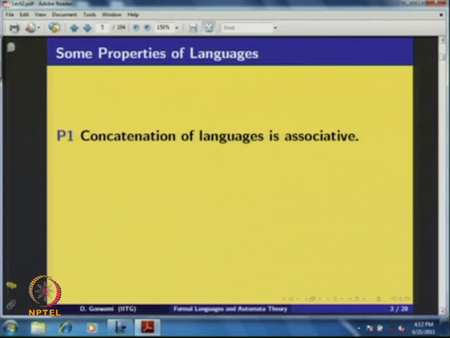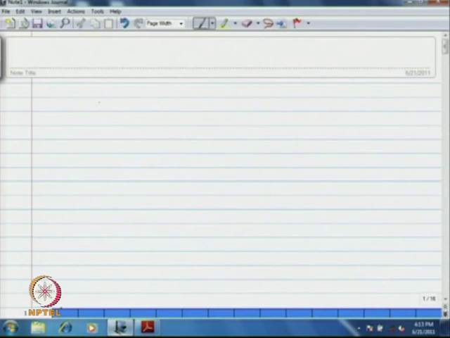We find that concatenation of language is associative. We have already shown it. That means, if L1, L2 and L3 are languages, then L1 concatenation (L2 concatenation L3) is equivalent to (L1 concatenation L2) and concatenation with L3. We have already shown it.